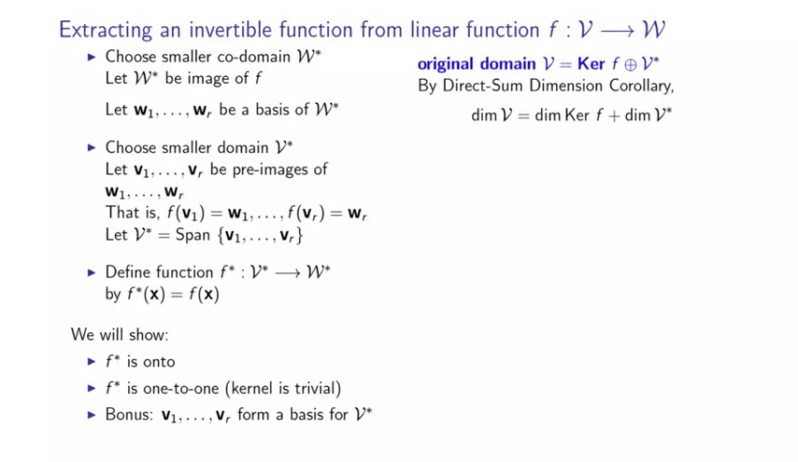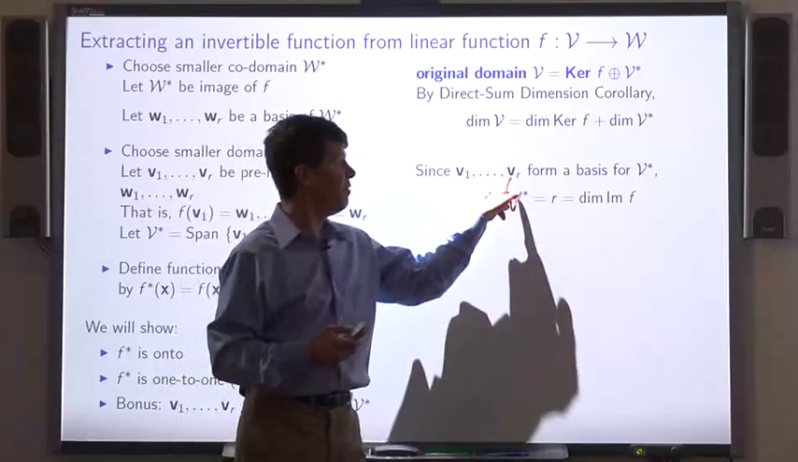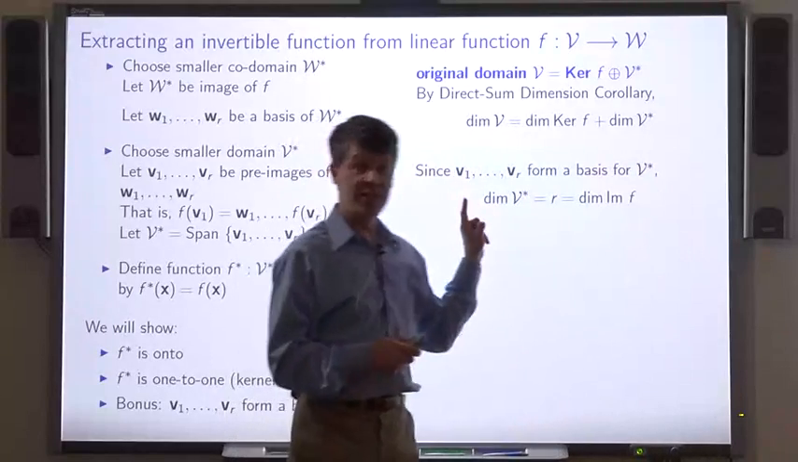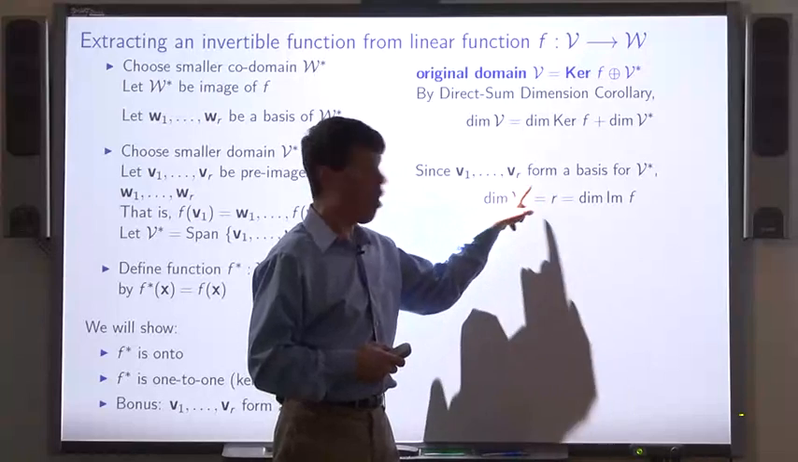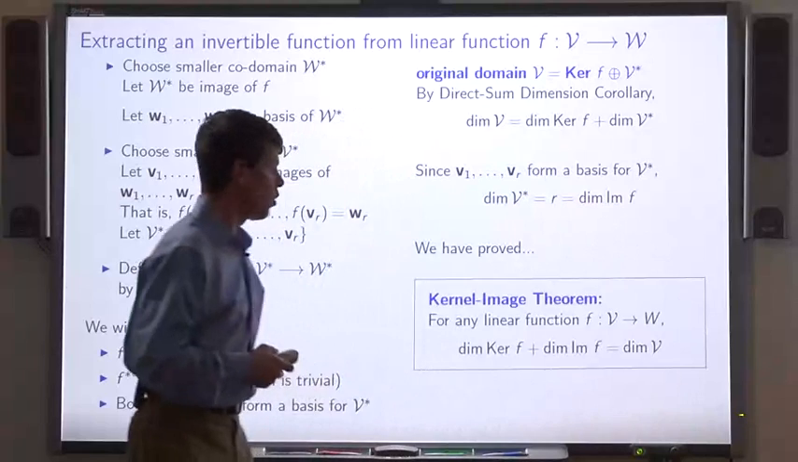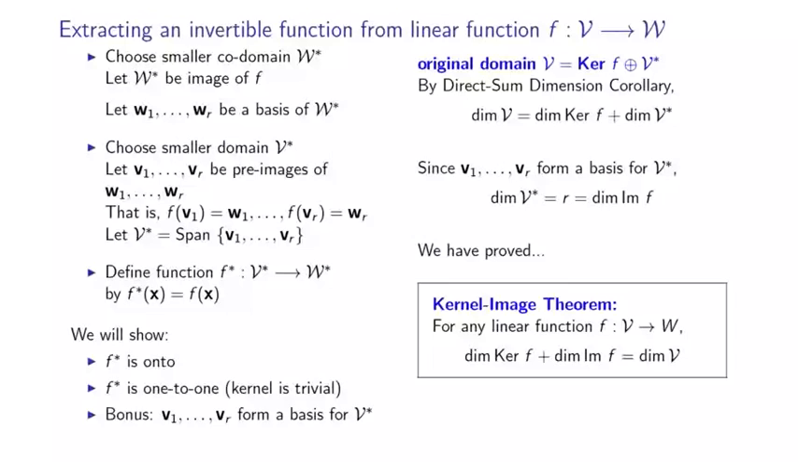By the direct sum dimension corollary, the dimension of the original domain equals the dimension of the kernel of f plus the dimension of the new domain, big V star. Now, since v1 through vr form a basis for V star, we know that the dimension of big V star equals r, which is also the dimension of the image of f. So what we've shown is, for any linear function, the dimension of the kernel plus the dimension of the image equals the dimension of the domain.